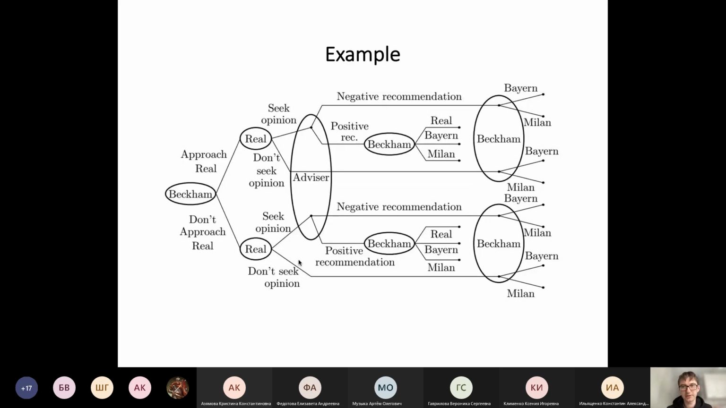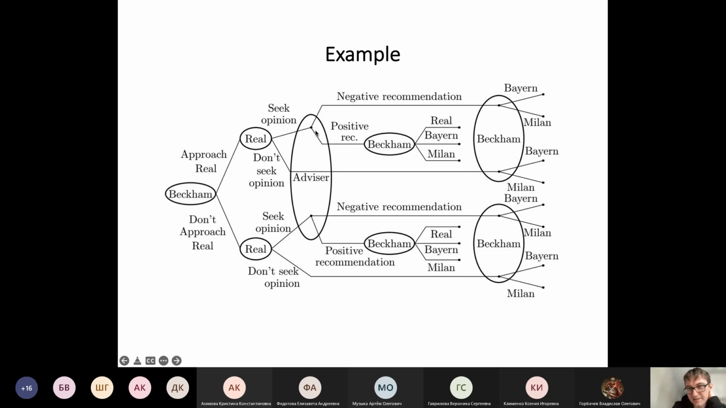So we counted information sets. So what about strategies now? Let's start from the advisor. How many strategies does the advisor have? May I ask a question about information sets? Yes. Why do we unite into these 2 different information sets? For example, for Beckham, the case when he can choose between Bayern and Milan in case of a negative recommendation, and when he can choose between Bayern and Milan in case of not seeking the opinion of the advisor.